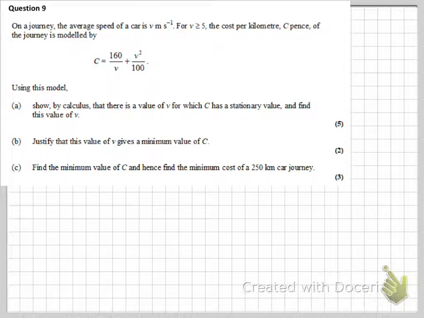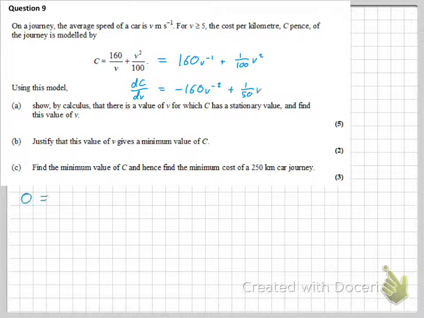You've got a formula for C in terms of V, show by calculus that there's a stationary value, and find the value of V. Well, okay, we differentiate dc dv, but in order to do that, you're first going to have to write in index form the formula for C, and then differentiate it dc by dv, differentiating as normal there. So to find the stationary point, set that equal to 0 and solve.